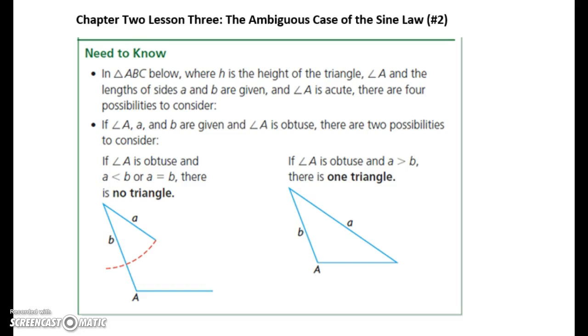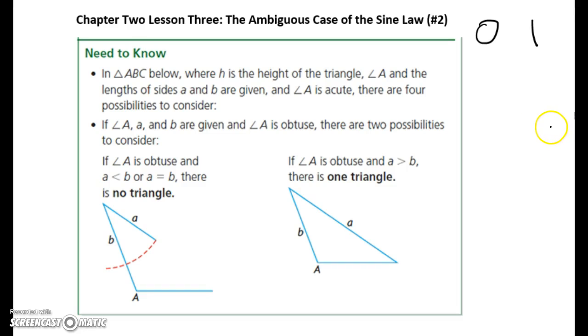So in the last lesson, we looked at what happens if we have the ambiguous case with an acute angle. And there we had three possibilities. You could either have 0, 1, or 2 triangles. One thing that's really awesome about the ambiguous case when you're given an obtuse angle is that there's only two possibilities. You can either have 0 triangles or 1. There's no two possible triangles whenever we have an obtuse angle. So that kind of makes our life awesome.